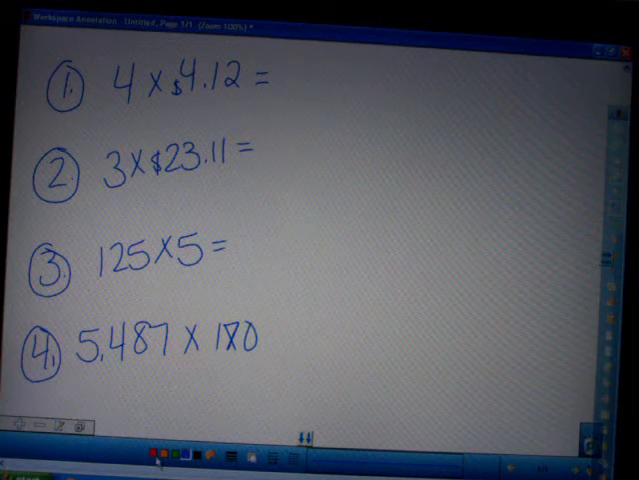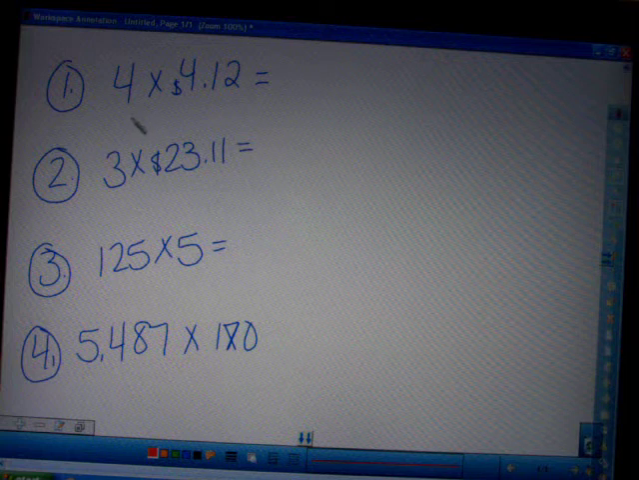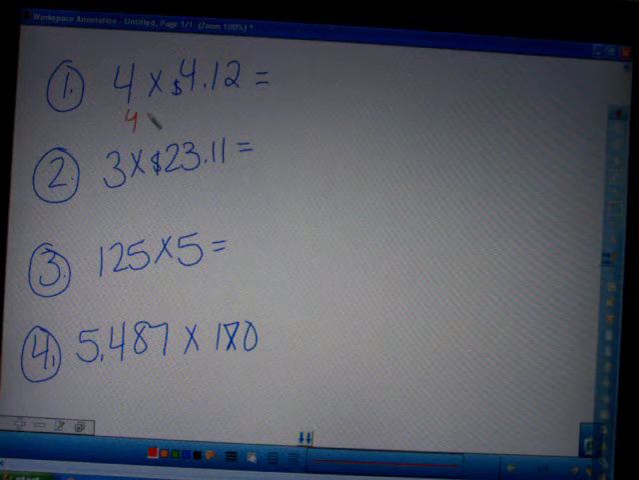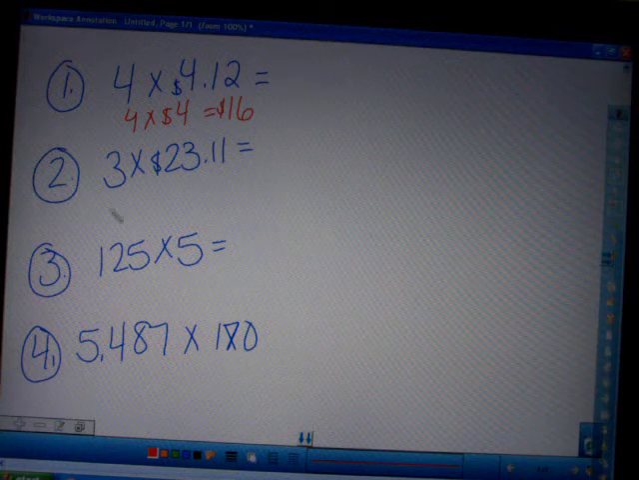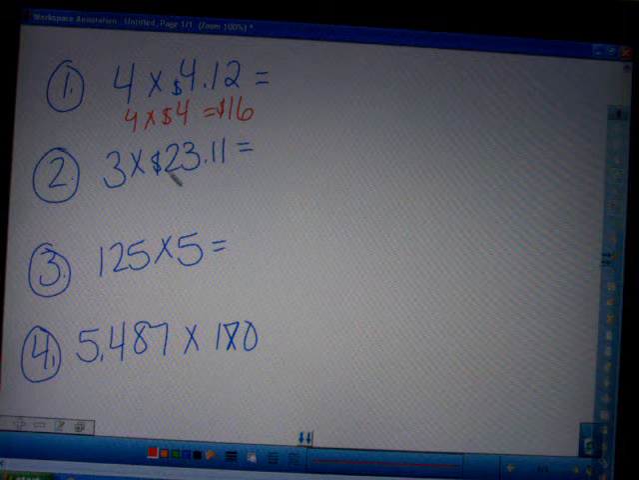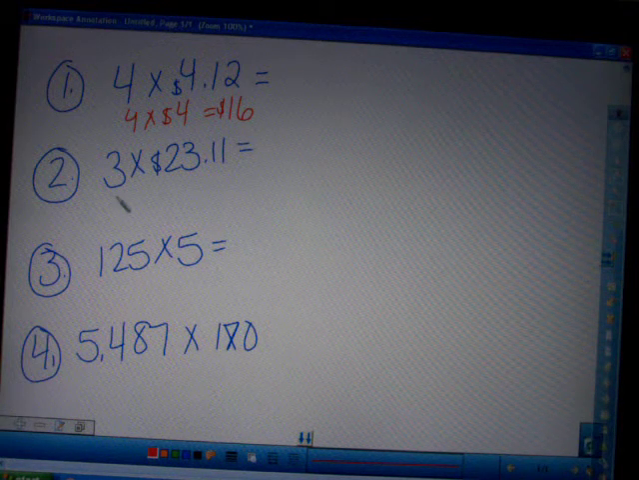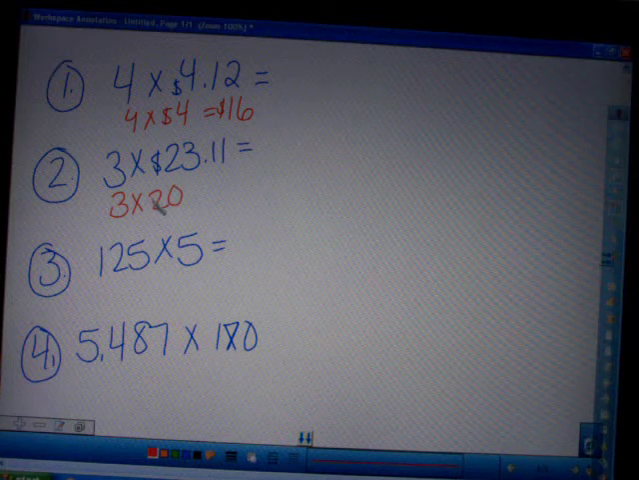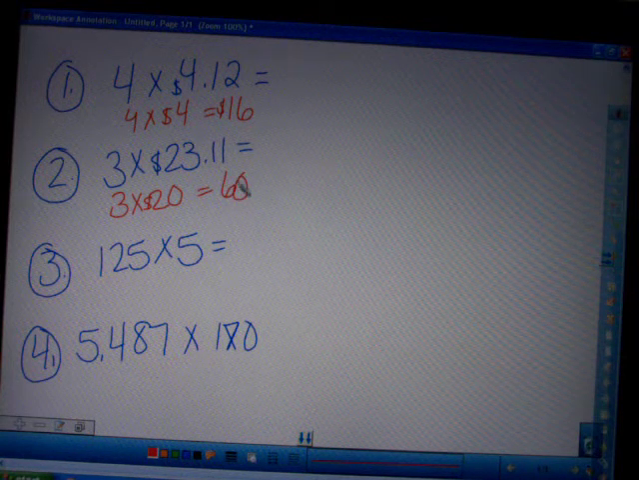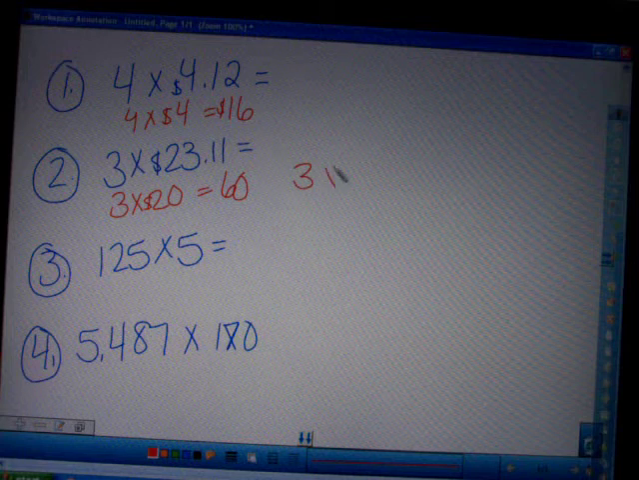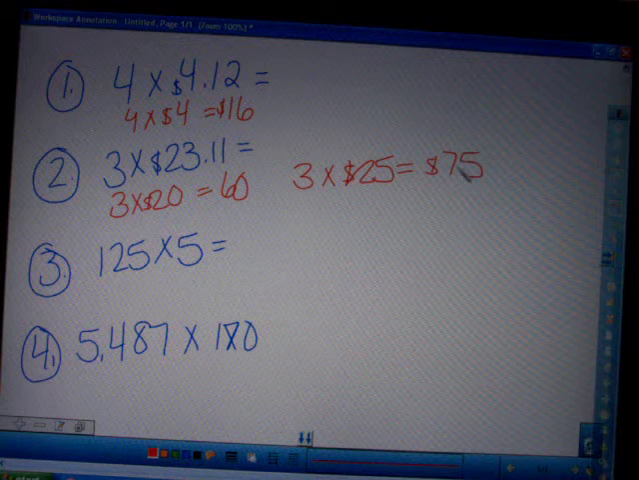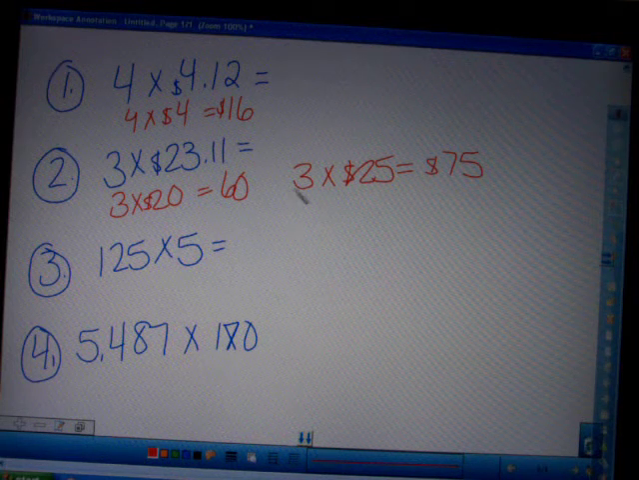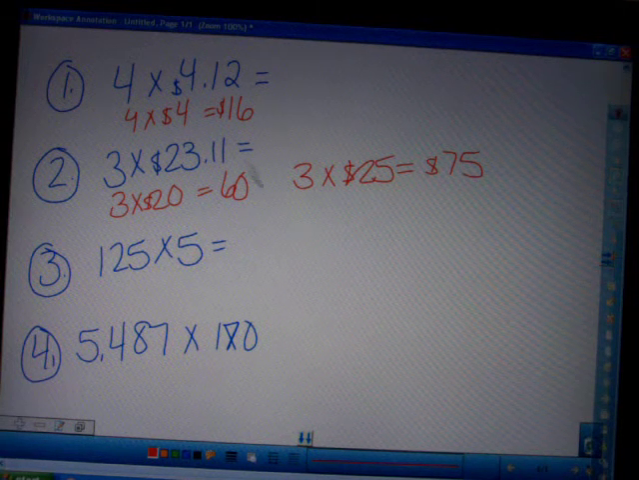My apologies. So if I go through and I estimate, the first thing I'm going to do is 4 times $4, and that gives me $16. If I'm estimating here, I do 3 times, you go a couple different ways. You could do 3 times 25, or my book has 3 times $20, which is 60. If you did 3 times $25, sorry about that, you end up with $75. And actually I think the $23 is going to be closer to 25, so this is a closer estimate. It's just going to be higher, and this is just lower.